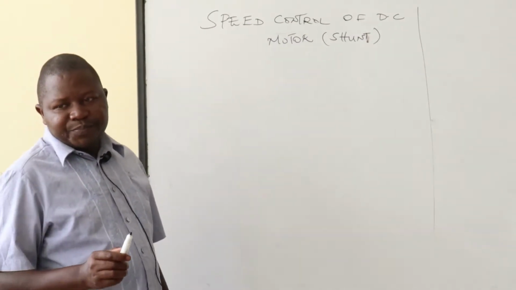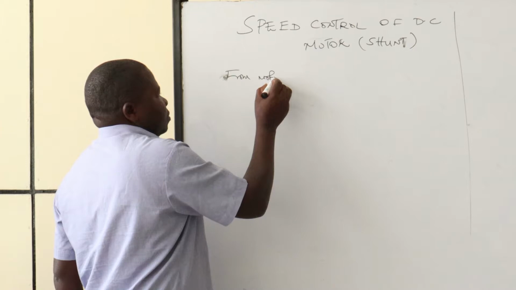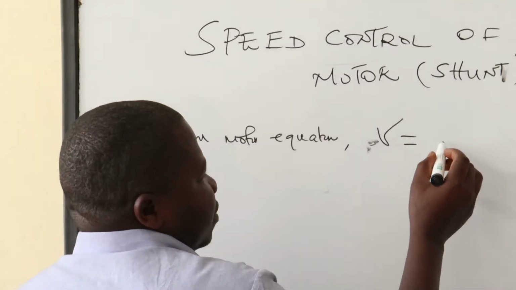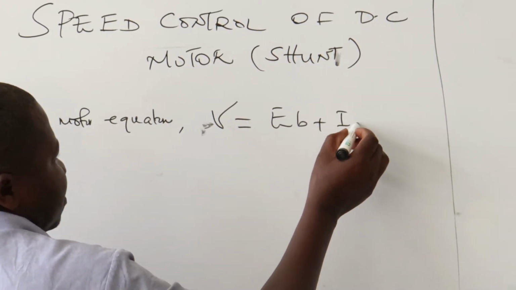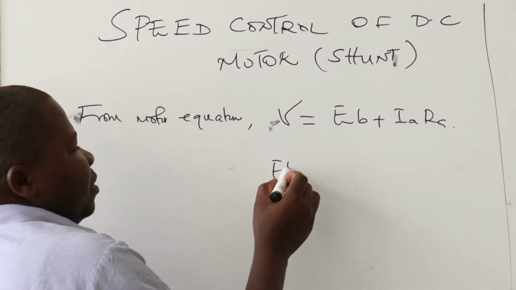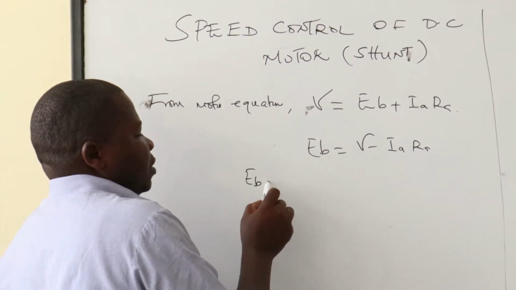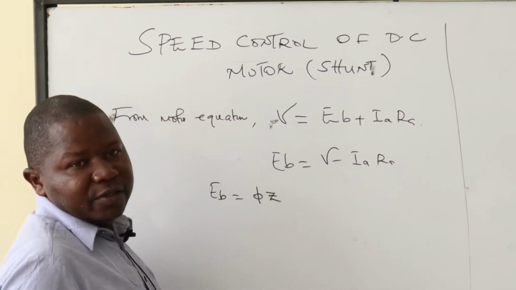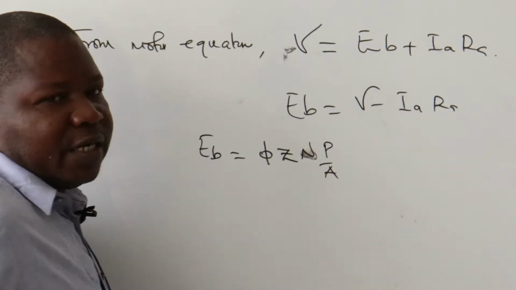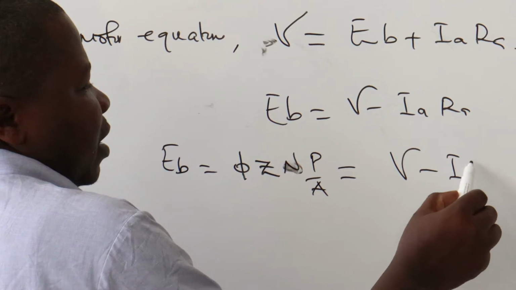Briefly, just where we began last time, from the motor equation, we say V is equal to EB plus IaRa. Then we make EB the subject, so EB is equal to V minus IaRa. And EB is the same as flux, Z the number of conductors, the speed N, and P the number of poles over A the pole pairs. And this is equal to V minus IaRa.